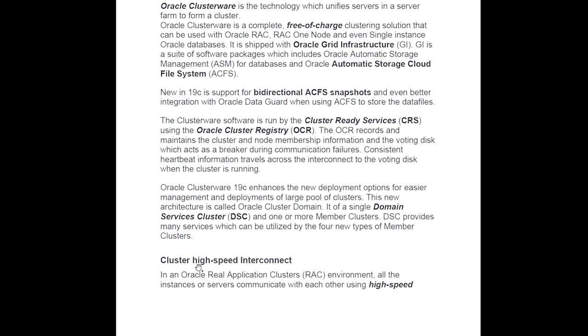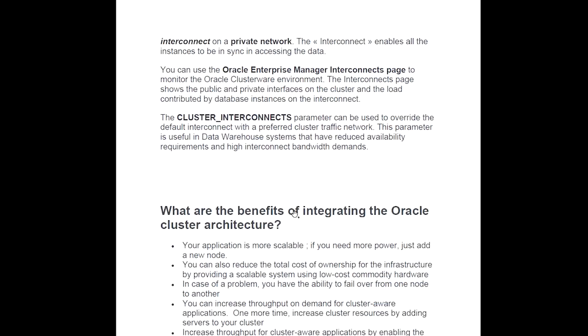Next part is the cluster high speed interconnect. In an Oracle Real Application Cluster, that is the RAC environment, all of the instances communicate through the high speed interconnect on the private network. The interconnect enables all the instances to be synced in accessing the data. You can use the Oracle Enterprise Manager Interconnect page to monitor the speed, and you can monitor the Oracle clusterware environment.